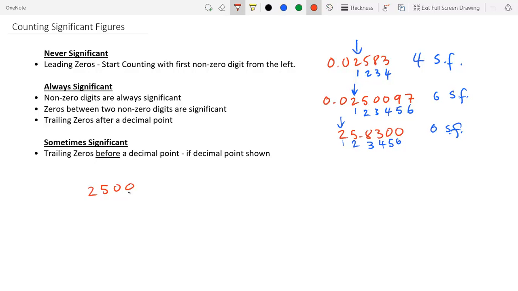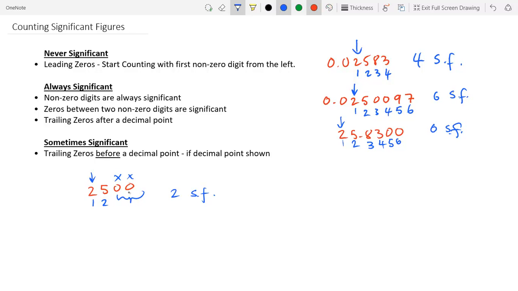2500, we have 2 zeros that are trailing zeros here. Now the general convention is that you would start from the left, from the first non-zero digit, which would be the 2, and then we would say that this has 2 significant figures. And we do not count these trailing zeros.